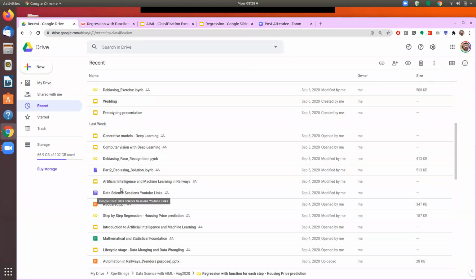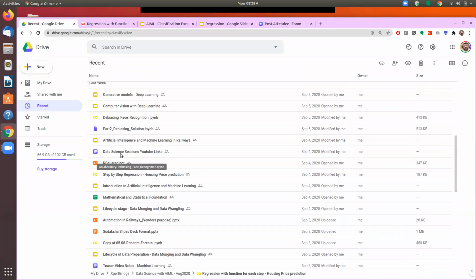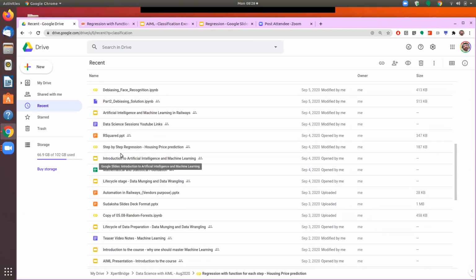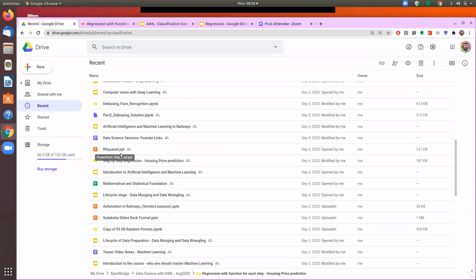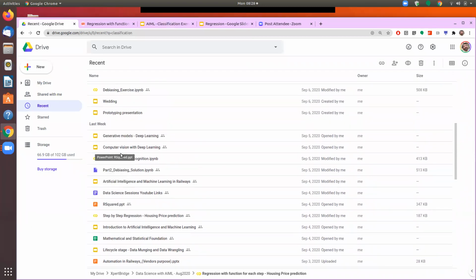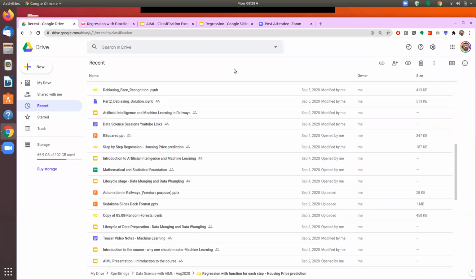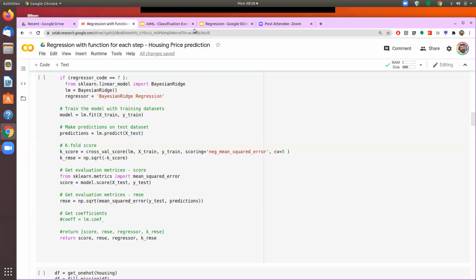I think that k-fold is in which, just give me 1 second. I'll locate that file in which I have the description of the k-fold.